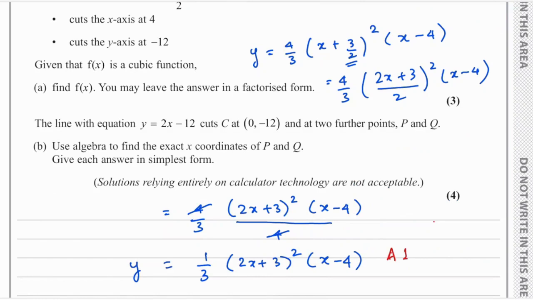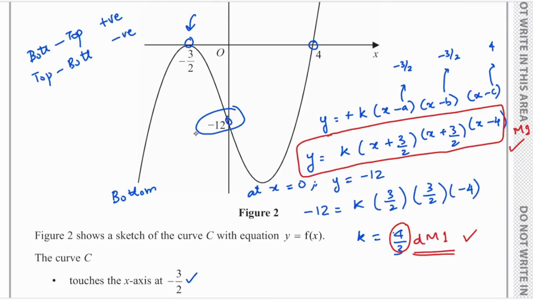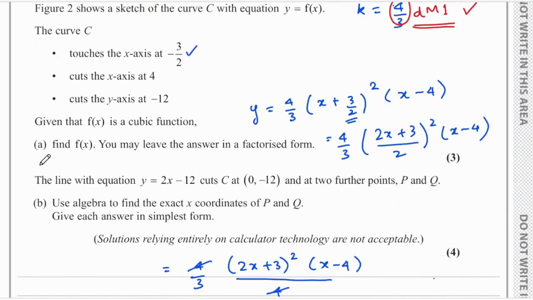Now coming to the second part of the question, we have a line y is equal to 2x minus 12, which is cutting the curve at 0, -12 and two other points. So this could be that particular line. It is cutting that particular point, and then another 2 points which will be labeled as P and Q. And now we are asked to find the exact x coordinates. So what do you mean by the term exact over here? Exact means it should be either in fraction form or surd form, etc.